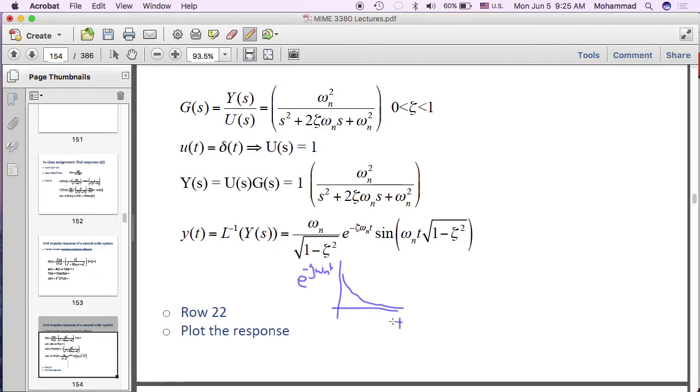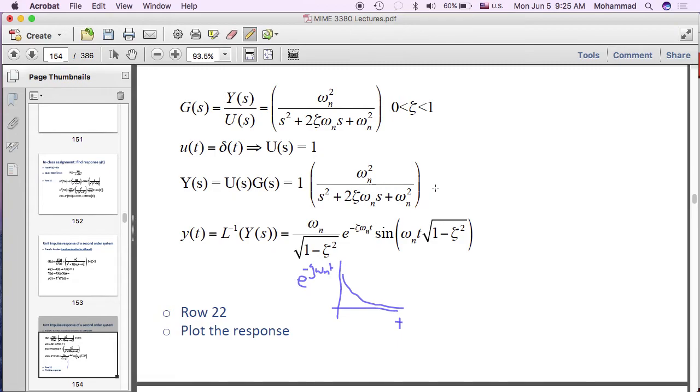How about this last one? What kind of function is that? It's a sine function. At what frequency? Frequency of omega n times square root of 1 minus zeta squared, which is called damped natural frequency, by the way.